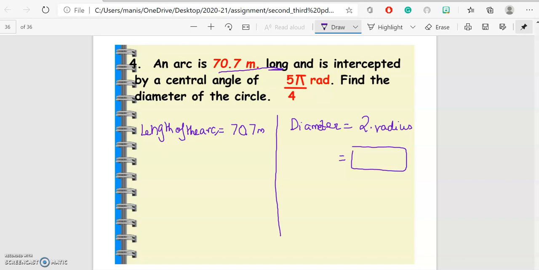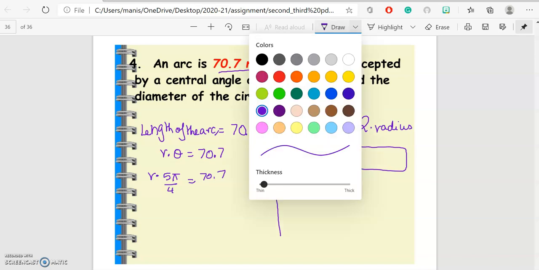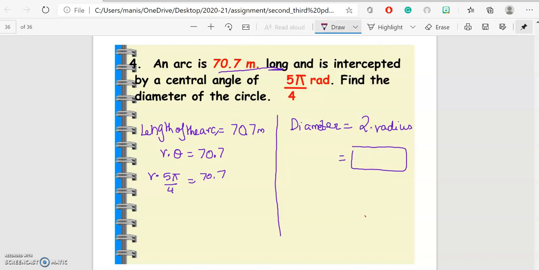What is the formula to find length of the arc? R times theta is equal to 70.7, which we have been given. What is the value of radius? We don't know. But we know the central angle, 5 pi over 4, is equal to 70.7. How will I solve this equation? First of all, I will be getting rid of 4. Let me write it like this: 5 pi r over 4.